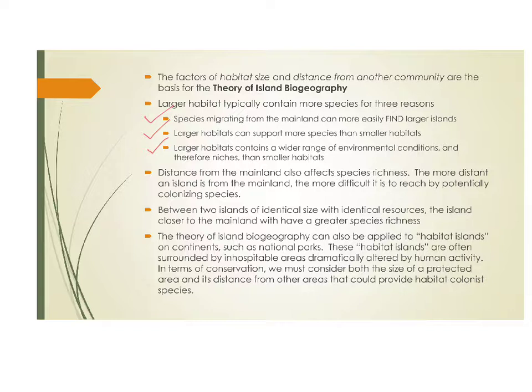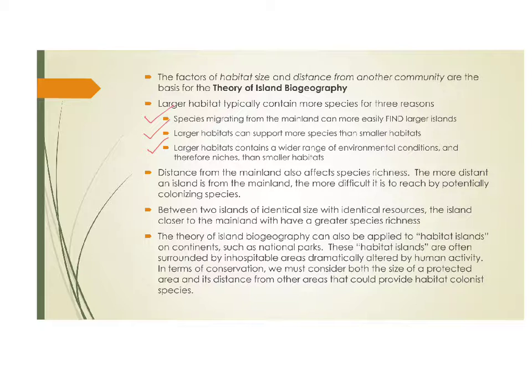So distance from the mainland also affects species richness. The more distant an island is from the mainland, the more difficult it's going to be to reach by potentially colonizing species. Islands that are very far off a coast tend to have a less diverse species profile and less biodiversity just because they're so far from anywhere where a species might be able to colonize them. So between two islands of identical size with identical resources, the island that is closer to the mainland is going to have a greater species richness, which makes sense just because there's more species that are going to be able to reach it.